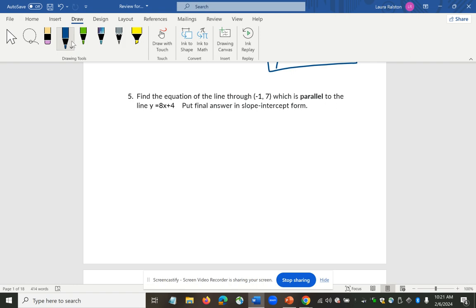Question 5 says, find the equation of the line through negative 1, 7, which is parallel to the line y equals x plus 4. Okay, so there's a couple of things going on here that you need to pay attention to. Again, they're asking us to write the equation of a line. So to write the equation of the line, you got to know the slope and you got to know a point. Again, they've given us a point. But the other piece here is that they want us to write the equation that is parallel to the one that is given. So not only do I need the slope, I actually need the parallel slope.